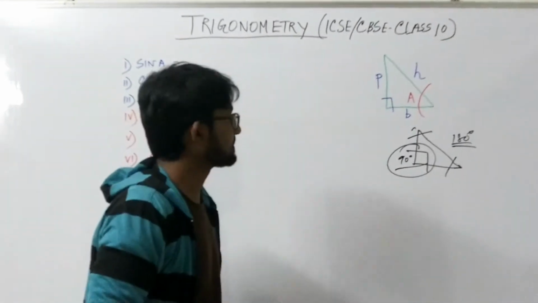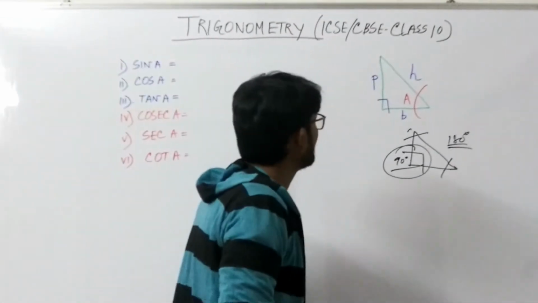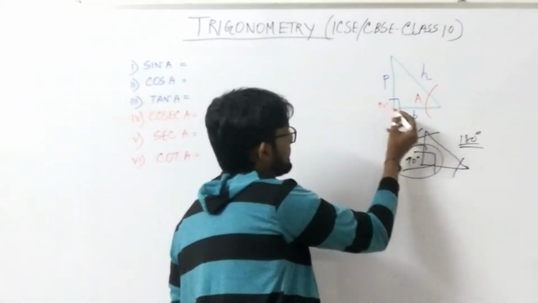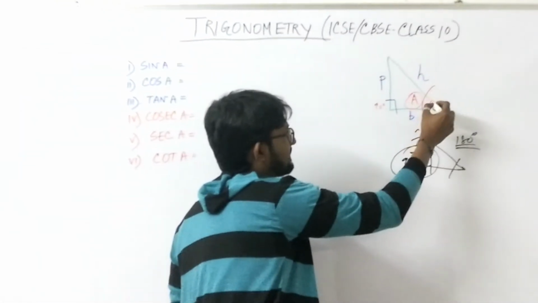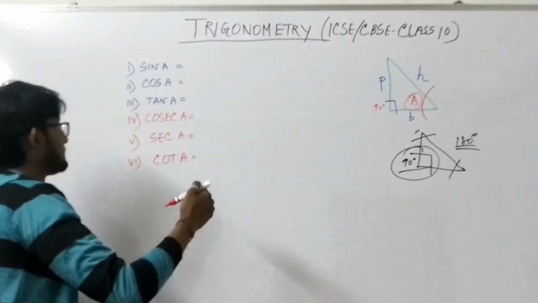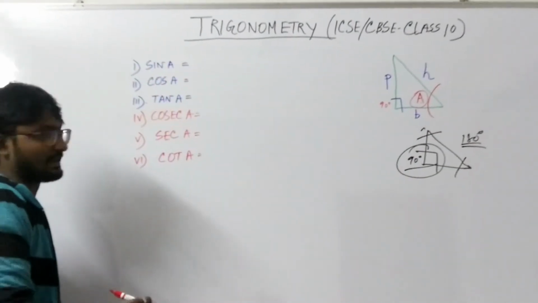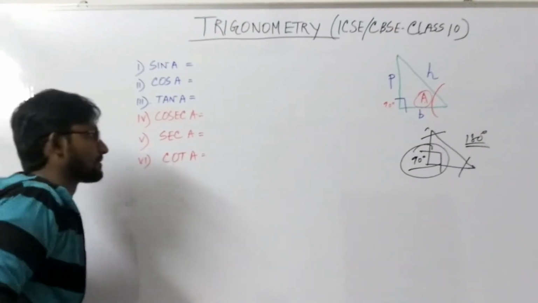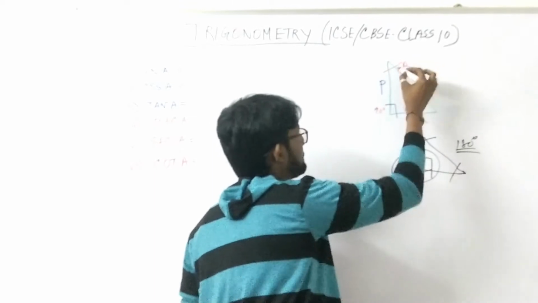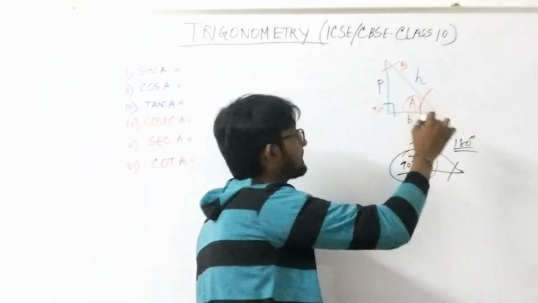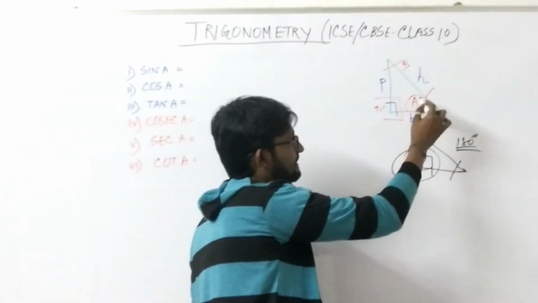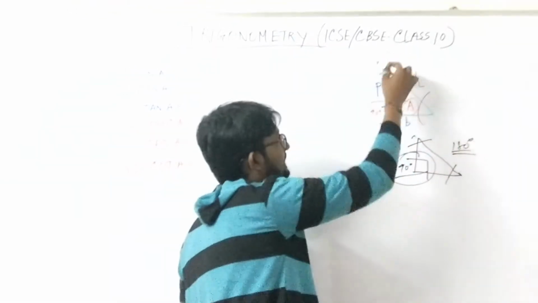So coming with the trigonometry section, now this is a right angle triangle where this is 90 degree and this is angle A. I have named it A for the description of the various angles and concepts of trigonometry. This is angle A and this is angle B. So this is a right angle triangle. This is 90 degree, this is a certain angle A and this is a certain angle B.